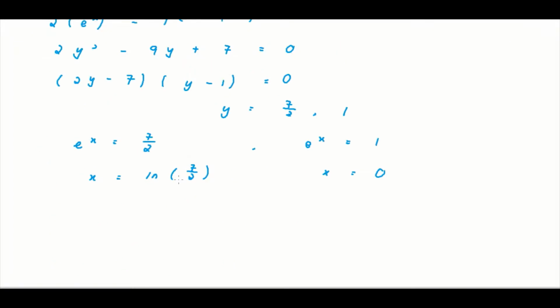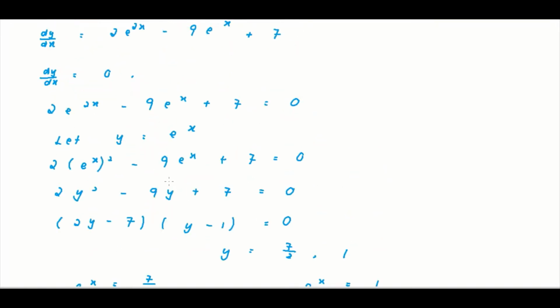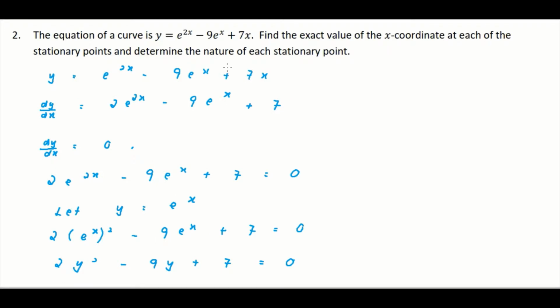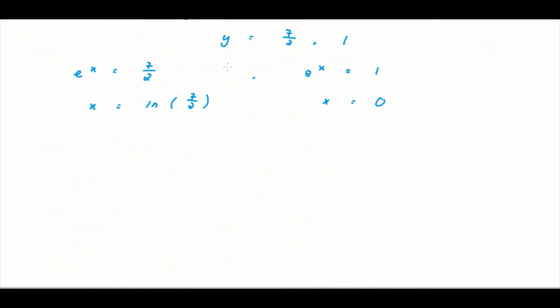Exact value meaning like if your answer has a square root, then you must write down the square root. So you should get an exact value instead of changing it into a rounded value. Okay, so how do we determine the nature? We need to find whether it's a maximum or minimum. So with that, we need our second derivative.